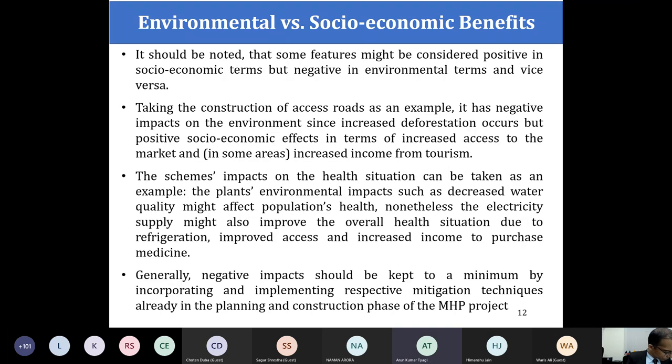Taking the construction of an access road for example, it has a negative impact on the environment, since increased deforestation occurs, but a positive socio-economic effect in terms of increased access to the market, and in some areas increased income from tourism. So if a road is constructed nearby the powerhouse or the plant, it has a negative impact from the environmental point of view, but there is also a positive socio-economic effect, that people can come to that area from the tourism point of view or other points of view, because they have access by the road.